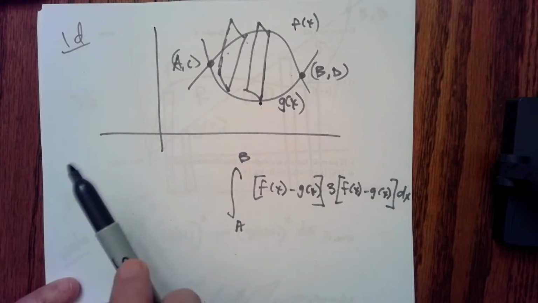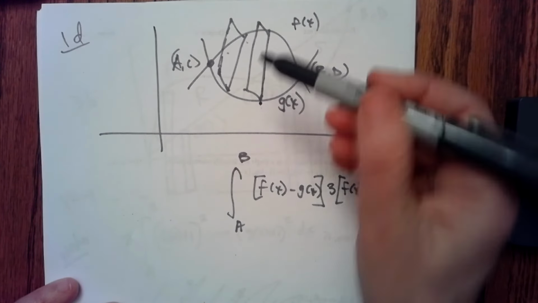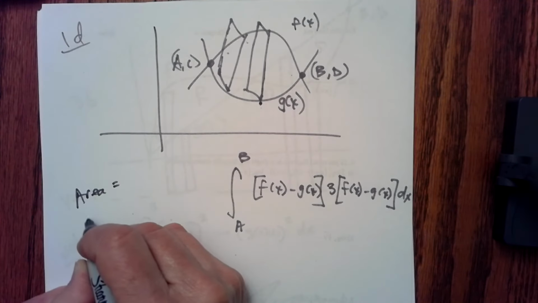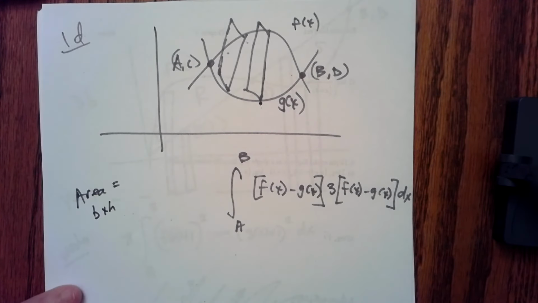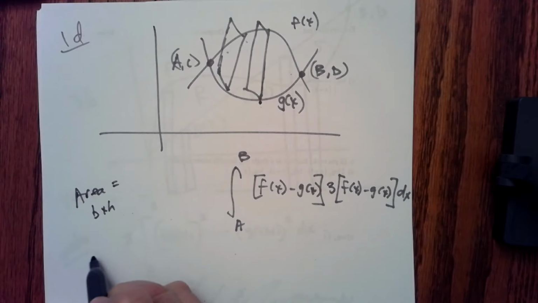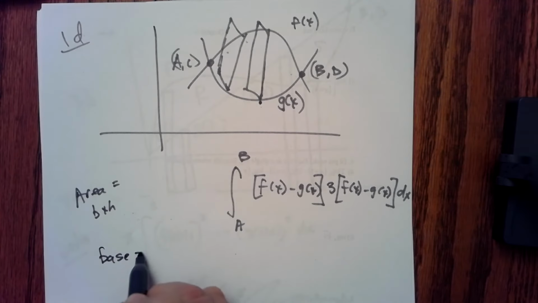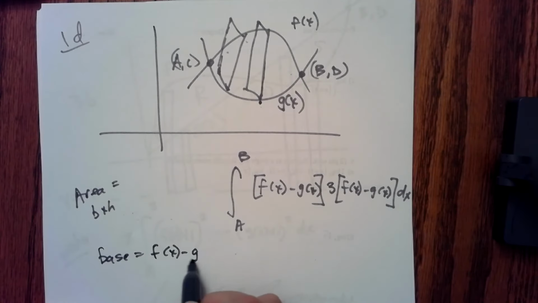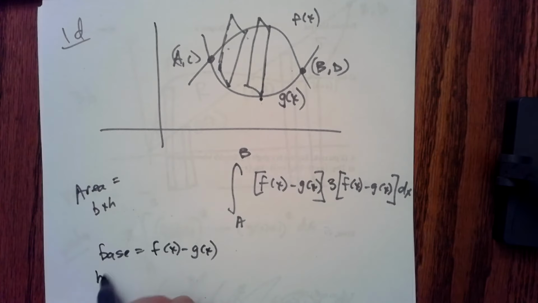All right. I know the area for a rectangle is what? I could say base times height. You could call it length times width. But what is the base here? The base of this rectangle is just f of x minus g of x. And they told me that the height is what? It's 3 times the base. So the height is going to be 3 times f of x minus g of x.